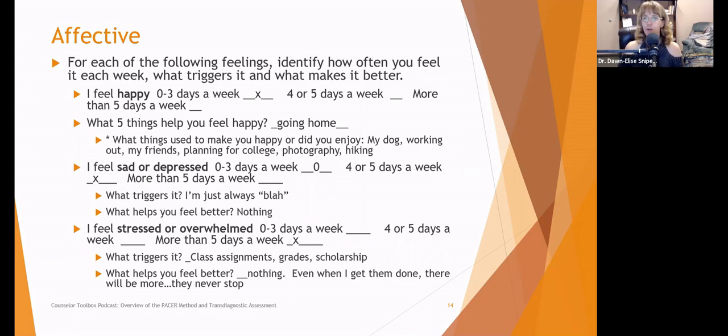She feels sad or depressed 4 or 5 days a week. She says she's just always blah, and nothing really helps her feel better. She's just going through the motions. Not uncommon for people who aren't getting enough sleep, not uncommon for students who are homesick, not uncommon for a lot of reasons. She feels stressed or overwhelmed more than 5 days a week. She feels stressed about class assignments, grades, and her scholarship.